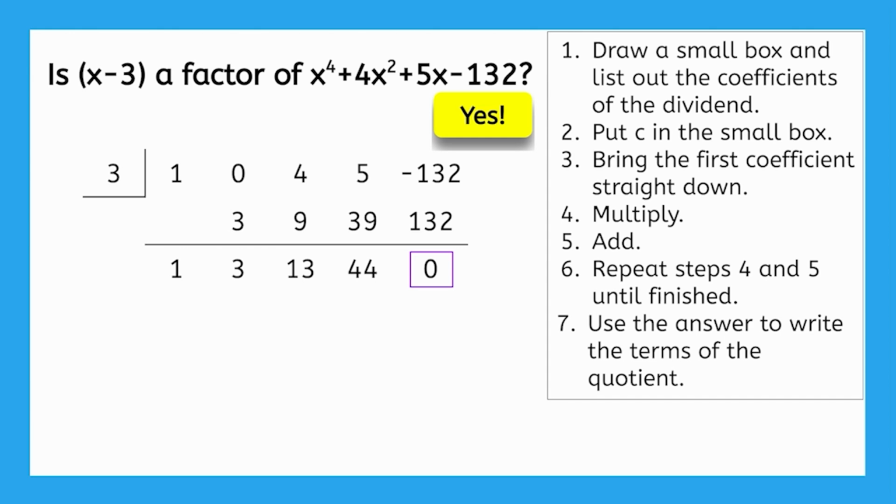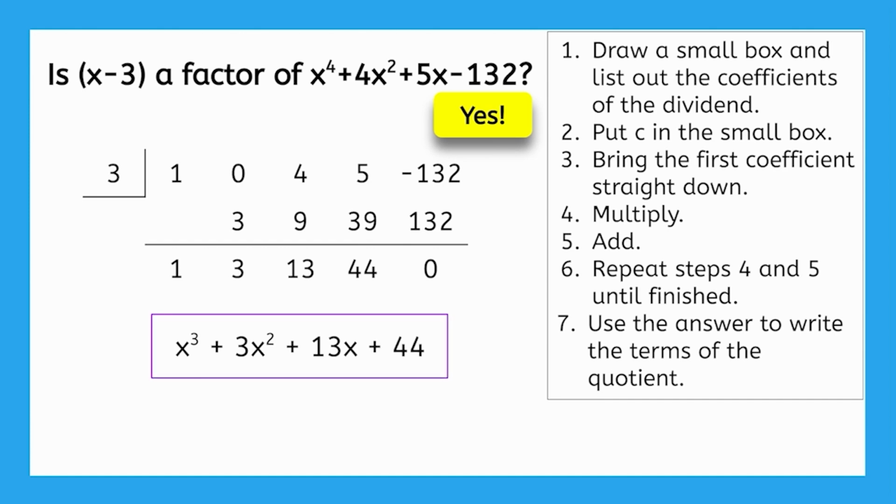And what is the resulting quotient? We started with a 4th degree polynomial, and we divided by a linear factor, so our first term will have a degree of 3. We have x cubed plus 3x squared plus 13x plus 44.